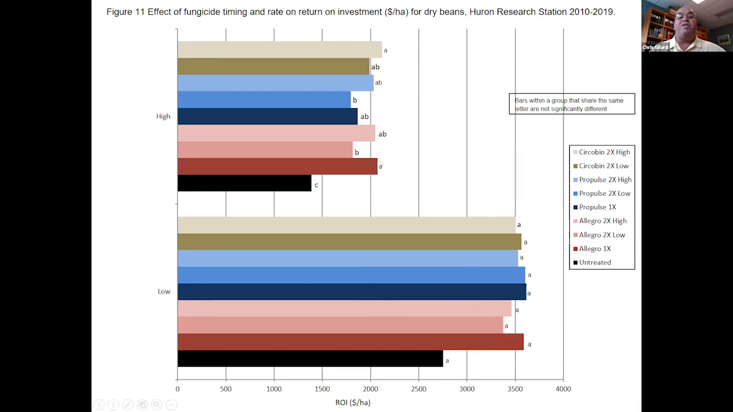At the high disease sites, the differences that we got in yield really kind of fell apart here. And we don't have differences between different rates and applications for the individual products. They're all basically the same, at least statistically. So I think what happens is the yield increases that we got were eaten up by the product cost and the number of times that we apply the product. But I still think there are differences that exist.